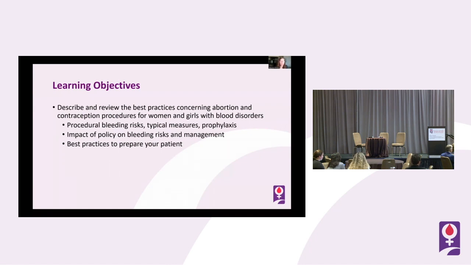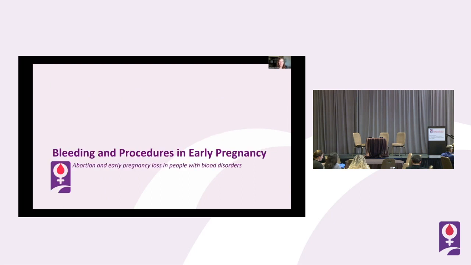In this session, we're going to cover the best practices concerning abortion and contraception procedures for women and girls with blood disorders, including procedural bleeding risks, typical measures, and prophylaxis, and the impact of policy on bleeding risks and management, as well as best practices to prepare your patient. Induced abortion versus management of early pregnancy loss are the same procedures with the same risks, not including cases with forced delays in care due to policy.